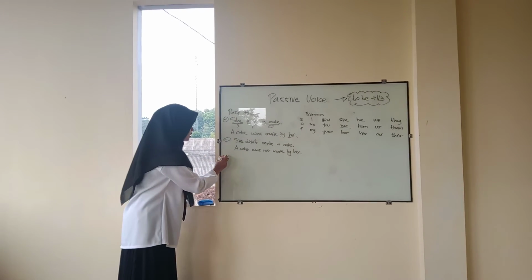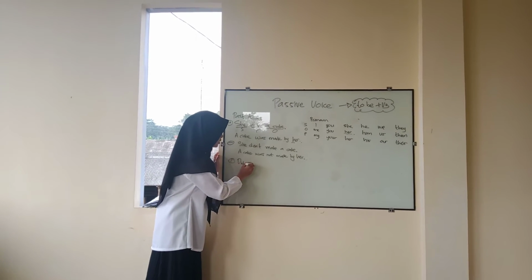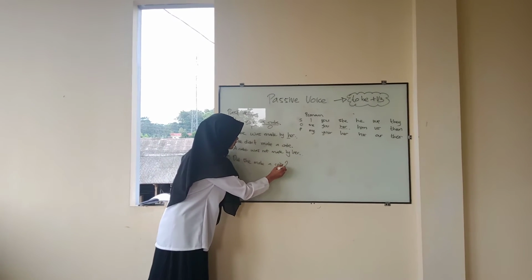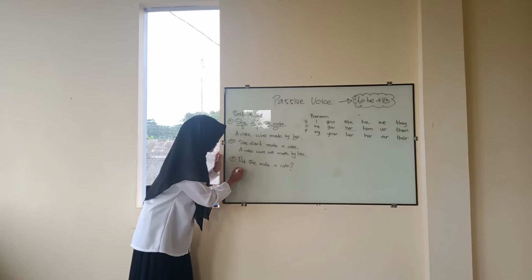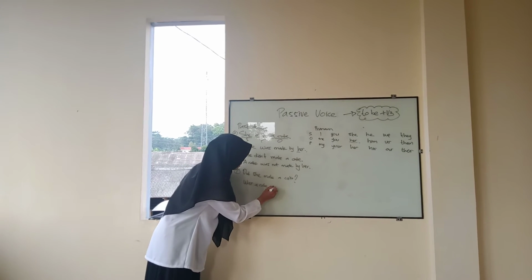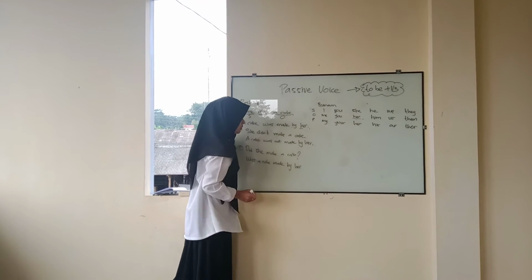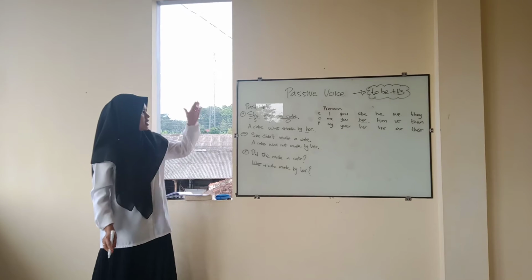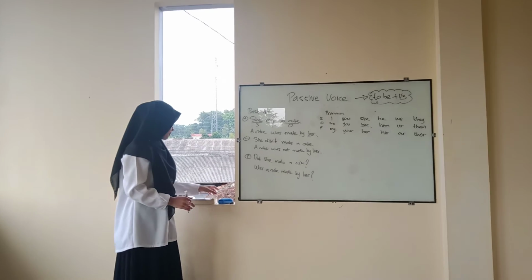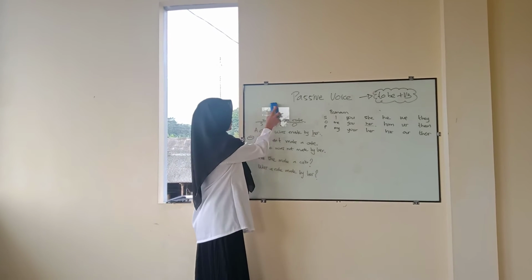Okay, the last one, interrogative. Did she make a cake? So the passive voice: was a cake made by her? Okay, this is the past tense: positive, negative, and interrogative. Okay, have you finished writing in your book? Okay, finished. We'll erase this.